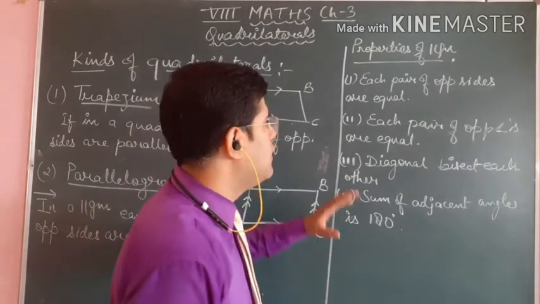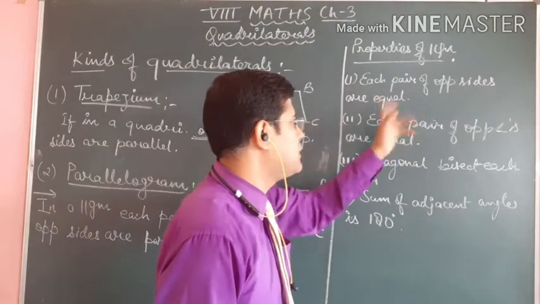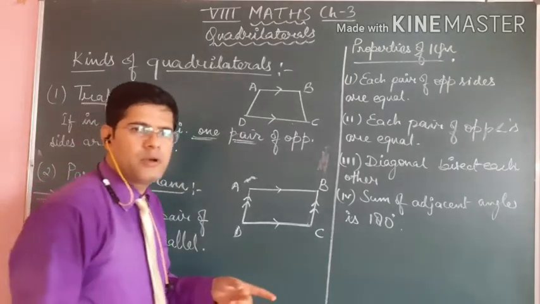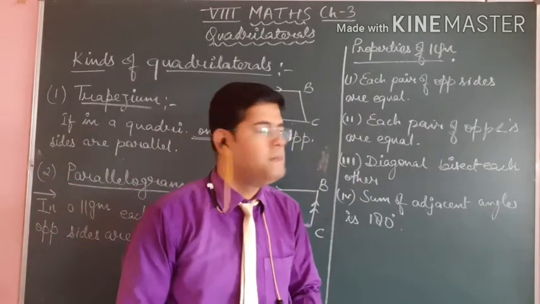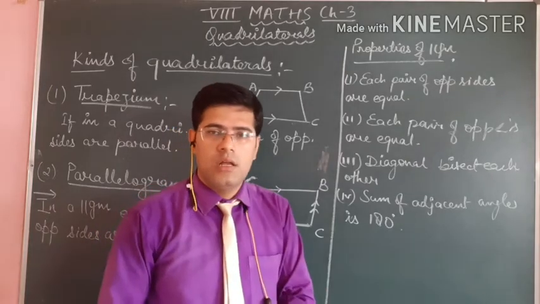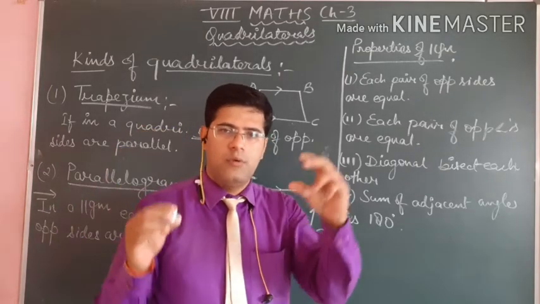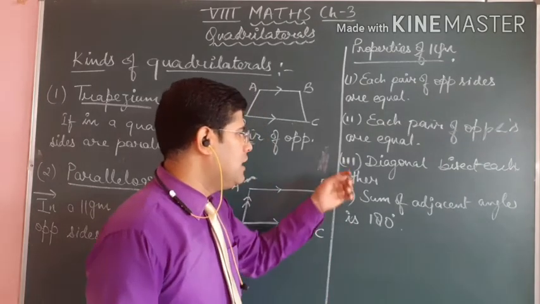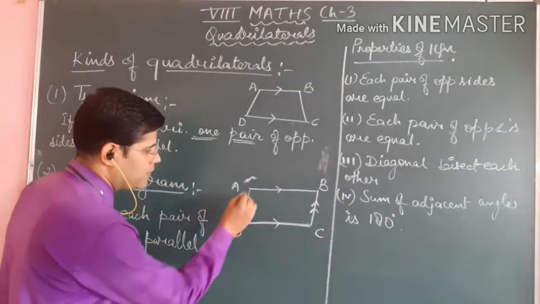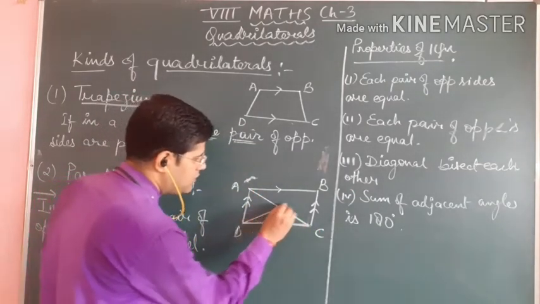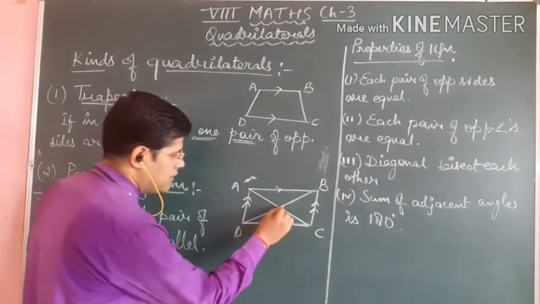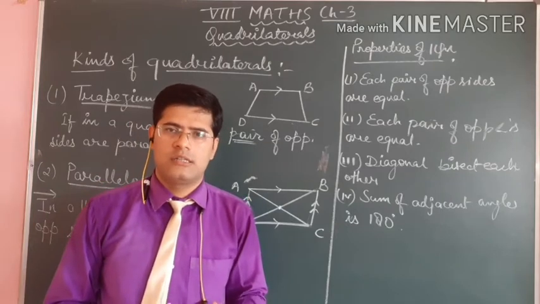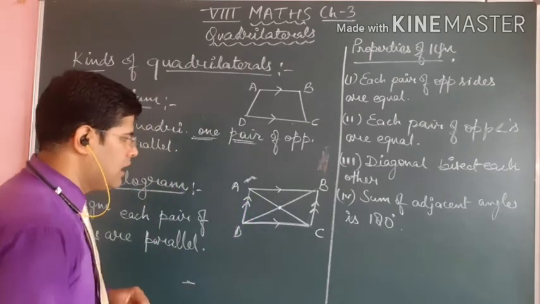The first one, each pair of opposite sides are equal. It already has each pair of opposite sides parallel, and along with that parallel property, this property is also attached. Next one, each pair of opposite angles are equal. It means that all the pairs of opposite angles are equal, because only two pairs of opposite angles are possible. Now diagonals bisect each other. This one is a new thing. When we make diagonals, all the parts I have discussed in our previous video: what is a diagonal, what is an opposite side, what is an adjacent side, what is an adjacent angle. So this will not be a problem.